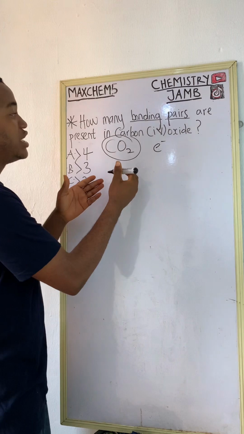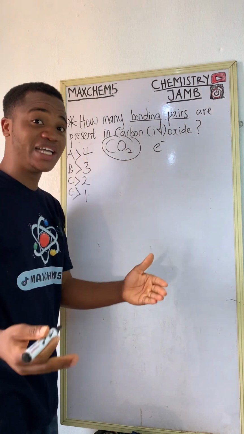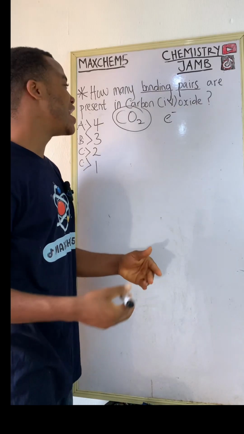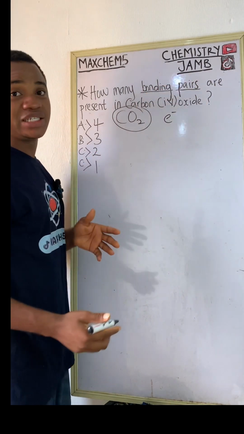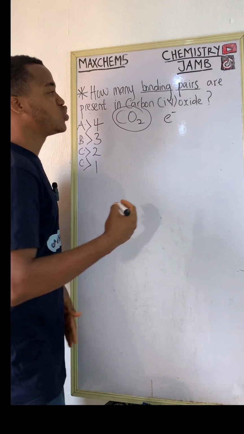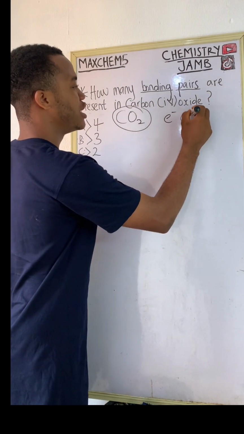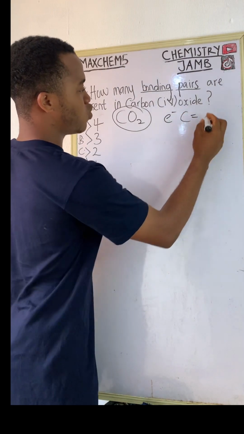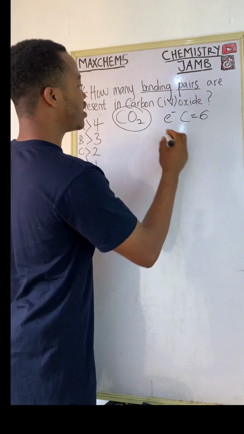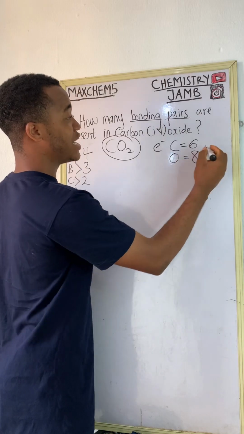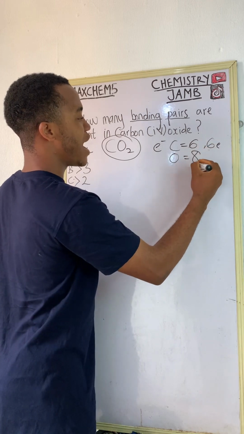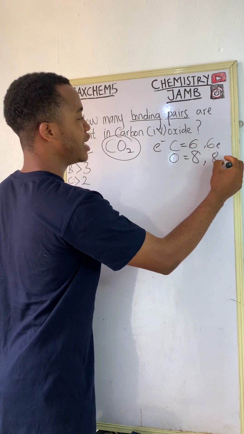Carbon 4 oxide usually possesses a covalent bonding. And so I want to explain this so we can know the number of bonding pairs in CO2, right? So what is the atomic number of carbon? The atomic number of carbon is 6, right? While the atomic number of oxygen is 8, right? So it shows that carbon has 6 electrons, while oxygen has 8 electrons.